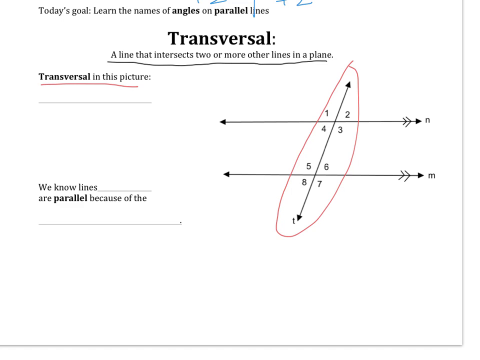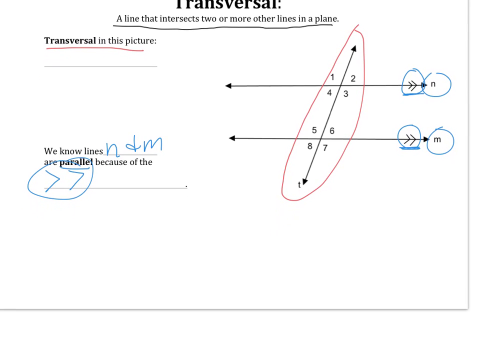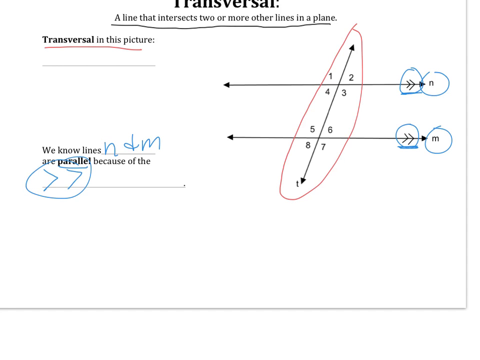We know lines blank are parallel because of, so we know that the lines N and M are parallel because of, and there's these little marks, and that just says that these two lines are parallel to each other. So that's how you tell somebody, hey, these lines are parallel, if they can't really see. So if you see these symbols, you know that means parallel. And a transversal is just a line that cuts through both of them.